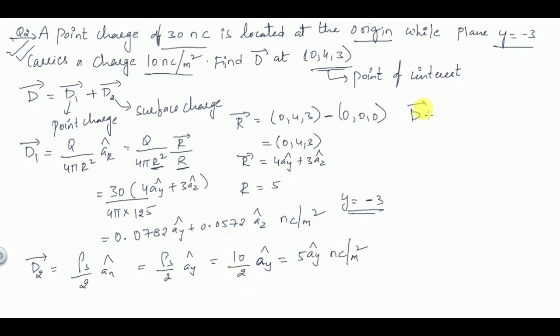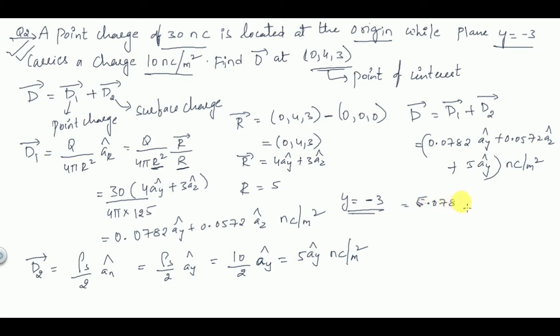So the total D bar is equal to D1 bar plus D2 bar. D1 bar is 0.0782 a_y cap plus 0.0572 a_z cap, plus D2 bar, which is 5 a_y cap. So the total will be 5.0782 a_y cap plus 0.0572 a_z cap nanocoulomb per meter square. Okay, so this is the final value for your electric flux density or electric displacement.